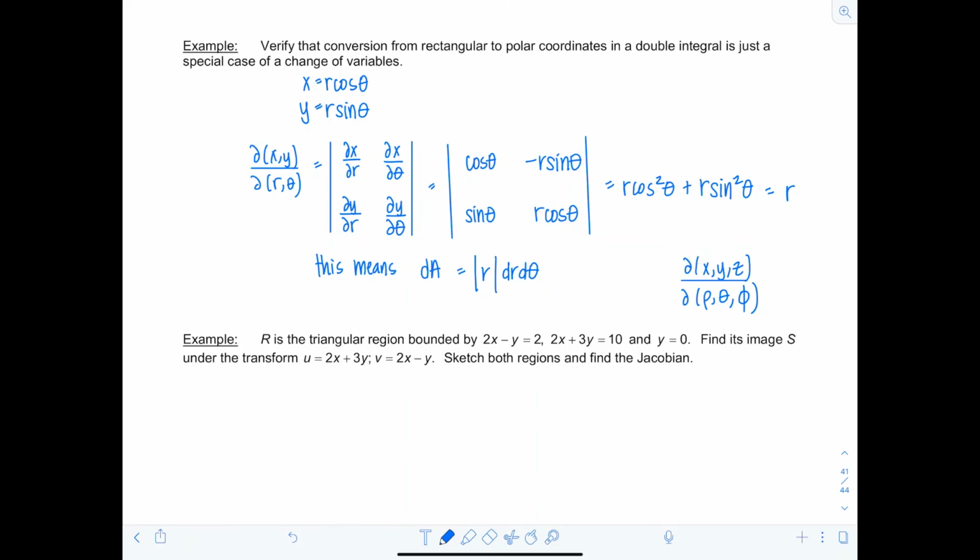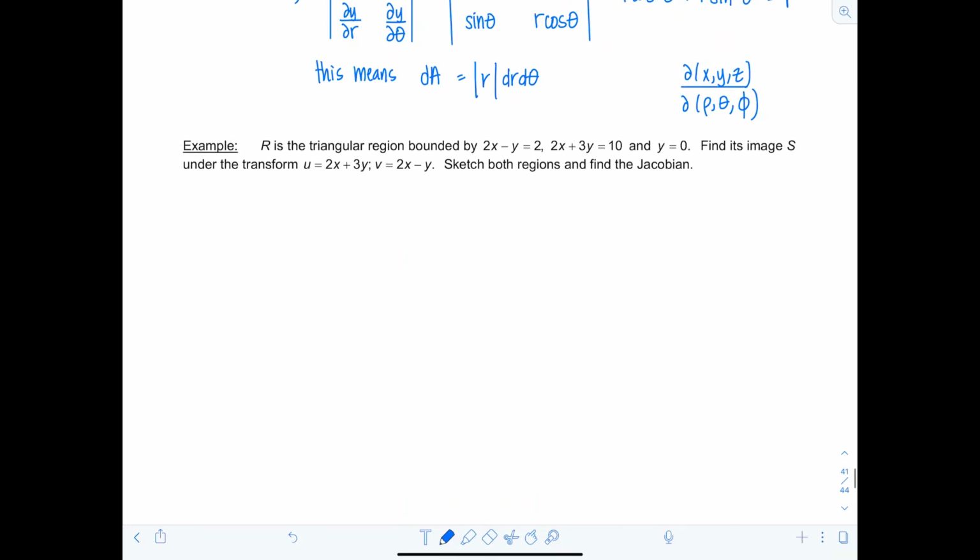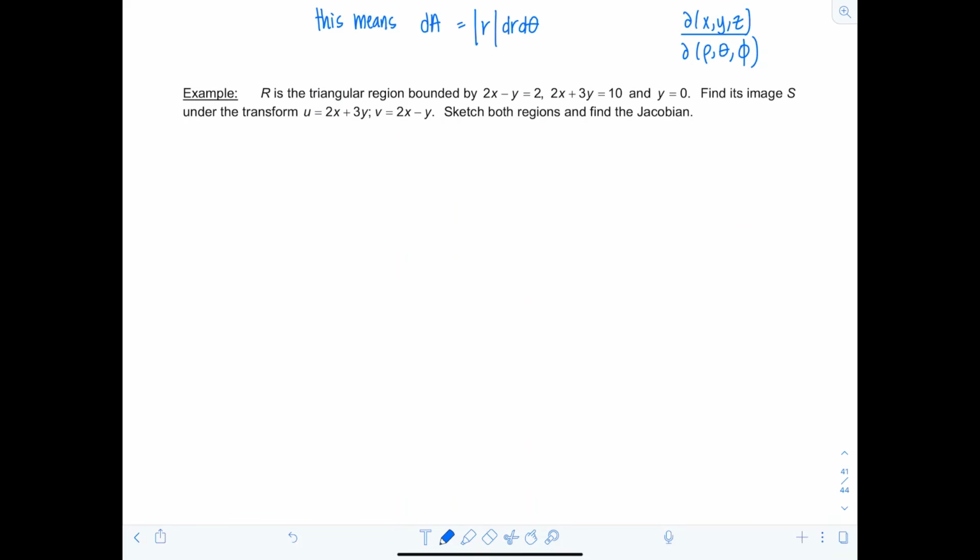All right. Are you ready to get into some actual integrals where we apply this? Here we go. So first example. R is the triangular region bounded by 2x minus y equals 2, 2x plus 3y equals 10, and y equals 0. Find its image S under the following transformation: u equals 2x plus 3y and v equals 2x minus y, and then sketch both regions and find the Jacobian. Okay, so we're not actually integrating it. We're just transforming it, finding the Jacobian.